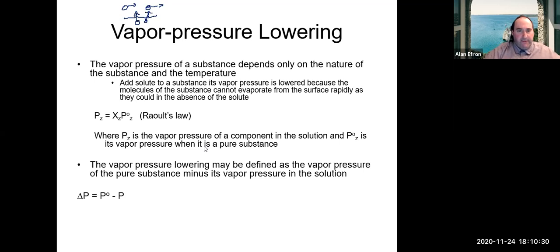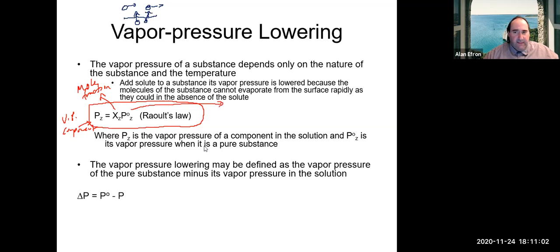So there is sort of a formula here that we could calculate the vapor pressure, sometimes referred to as Raoult's law. This is P_Z, which is the vapor pressure of the component. X is our mole fraction, like we were just talking about and we've calculated before. P naught Z is the vapor pressure of just the pure substance, obviously like the pure solvent, for example, or the pure substance.